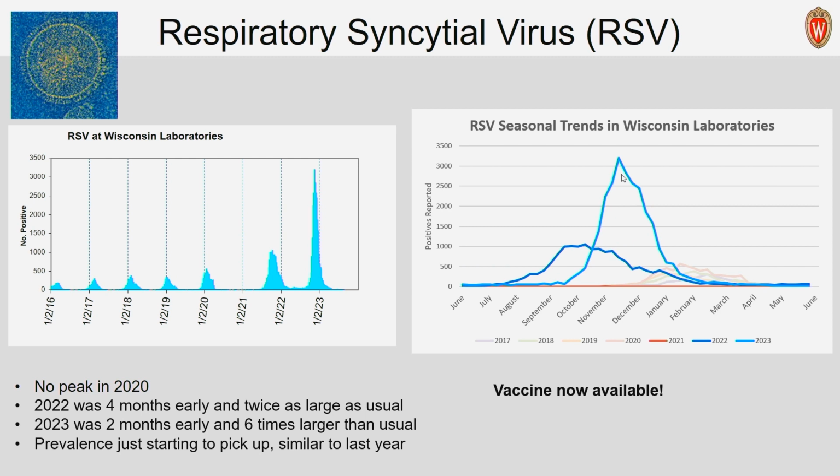Now, for those not familiar with RSV, this causes very severe respiratory disease in very young children, especially under the age of 1. It is the leading cause of hospitalization in children under 1. So we're certainly concerned about this, and it can cause death in this young population. It can cause severe disease in our older population as well.